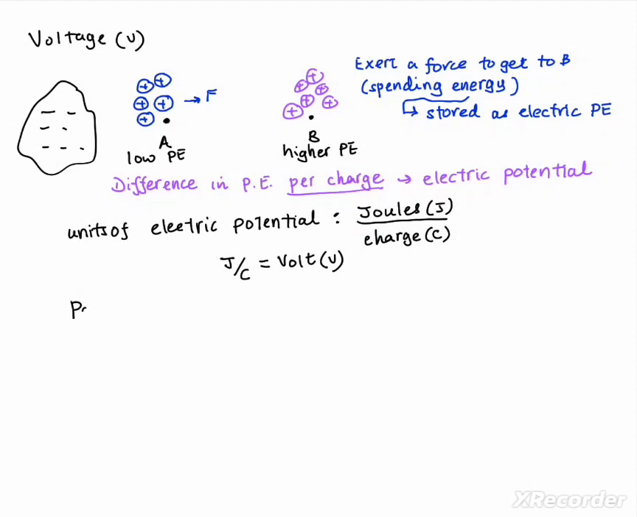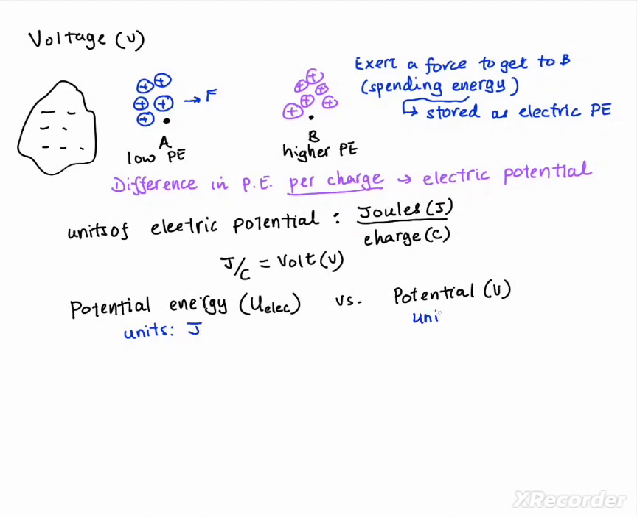So let's say we have our potential energy, this is electric potential energy, and we call this U elec, right? Versus electric potential, which we call V. And here we have units: joules for potential energy, and the units for potential are joules per coulomb.